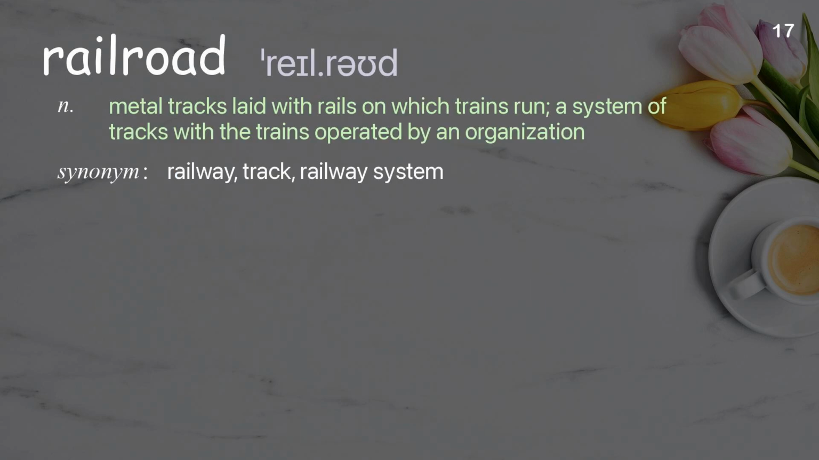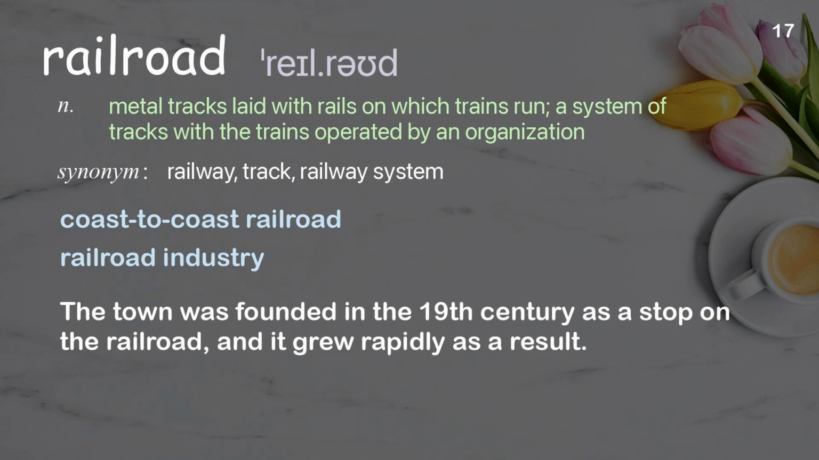Railroad. Metal tracks laid with rails on which trains run, a system of tracks with the trains operated by an organization. Examples: Coast-to-coast railroad. Railroad industry. The town was founded in the 19th century as a stop on the railroad, and it grew rapidly as a result.